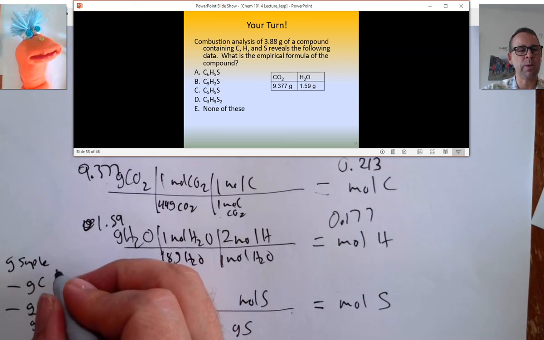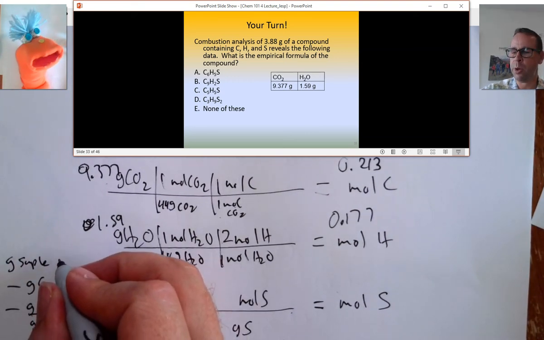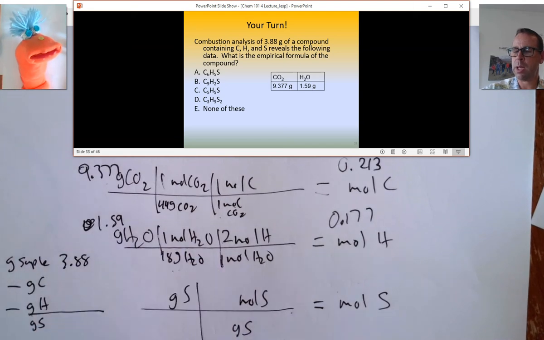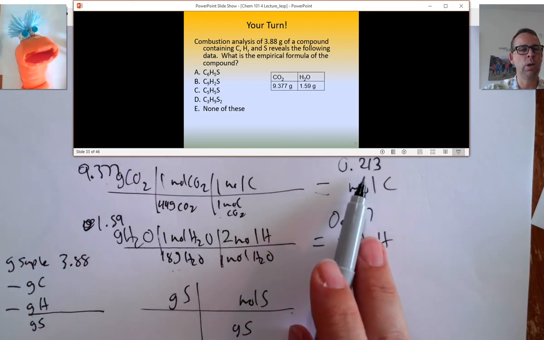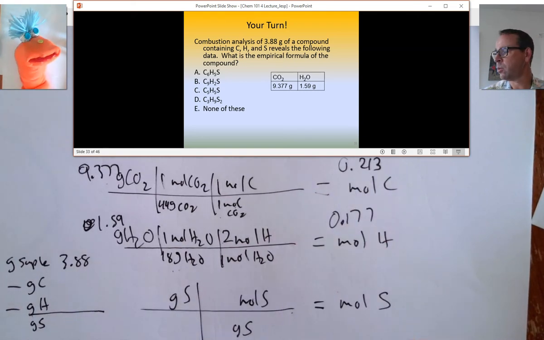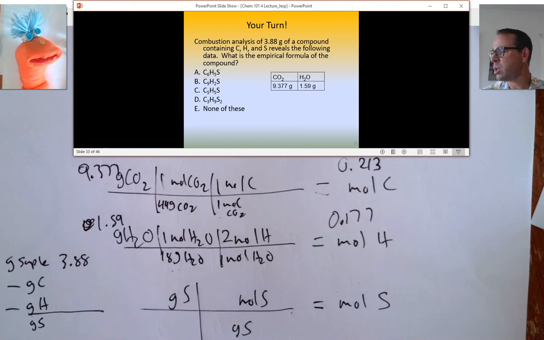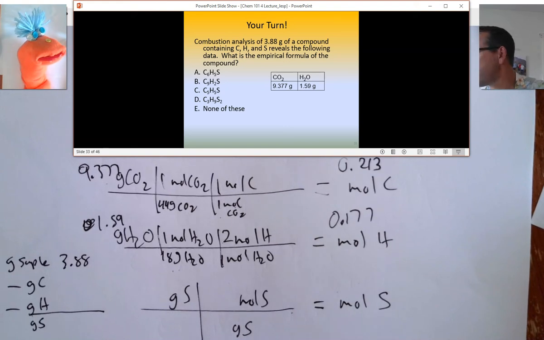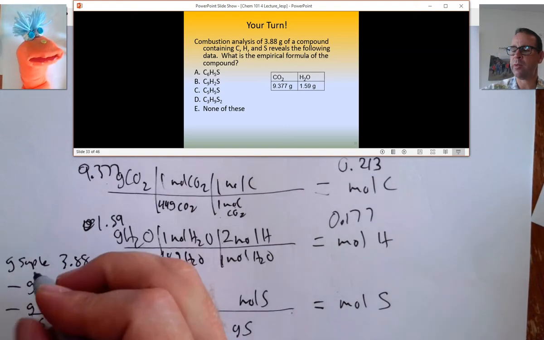So it told us how many grams in the sample? 3.88. All right, and grams of carbon, how much do we have? 0.213. You mean this value over here? Yeah. But that's not grams, is it? Oh, no, that's moles. So multiply that by 12. All right, so 0.213 times 12. That's 2.556.